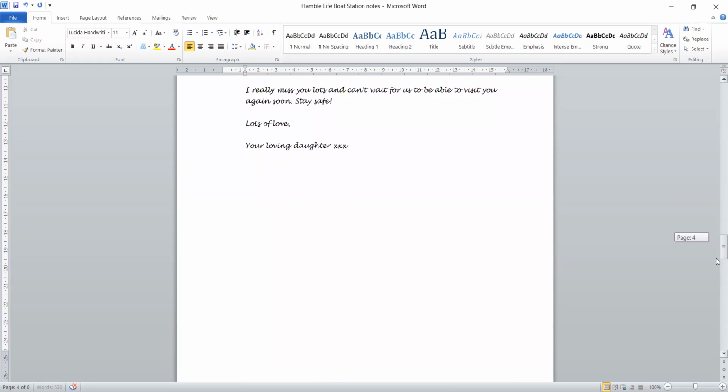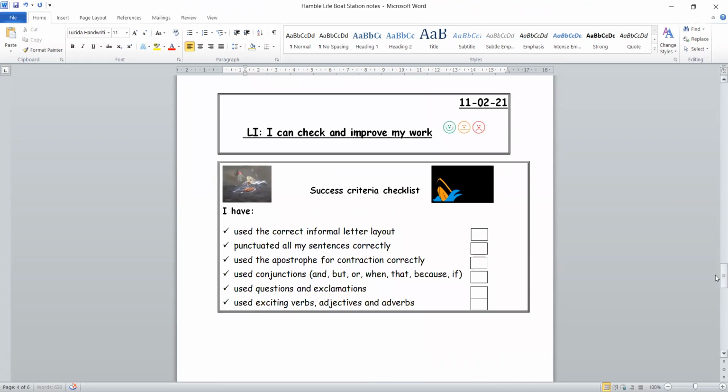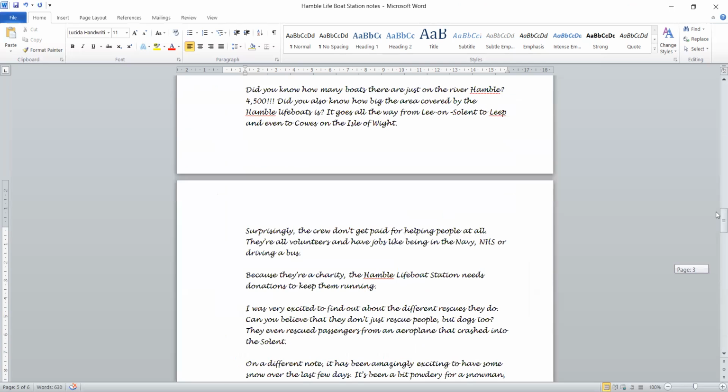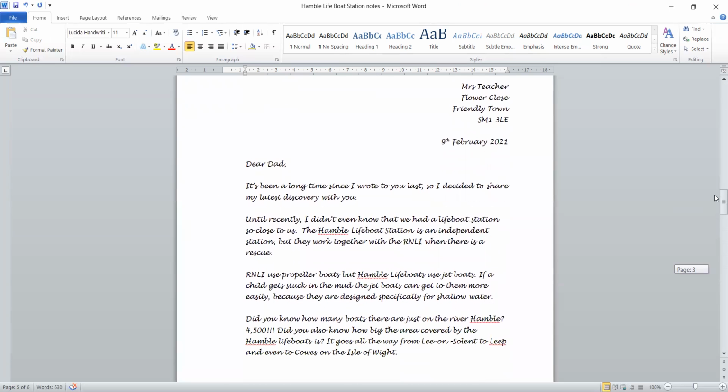Good. And I can see that I have met this success criteria. I have used the correct informal letter layout, so I'd be able to place a tick here. Then I need to check that I have punctuated all my sentences correctly. I need to check that every single one of my sentences has a capital letter and ends with a full stop.